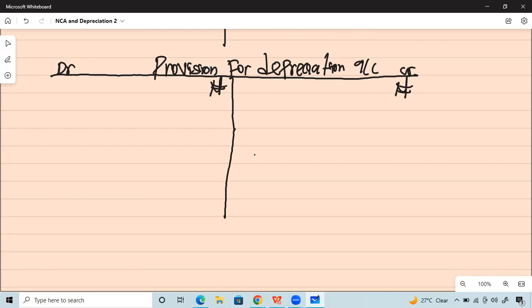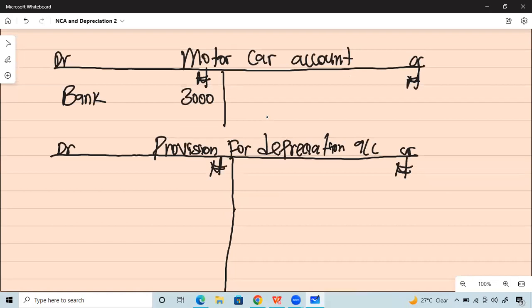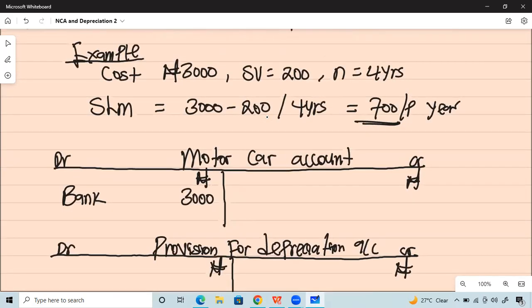From this provision for depreciation account, this depreciation of 700 naira under the straight line method means that every year you are going to be recognizing a depreciation of 700 naira per year, for 4 years. Depreciation is something we are going to treat as an expense. So you can see the chronological order.